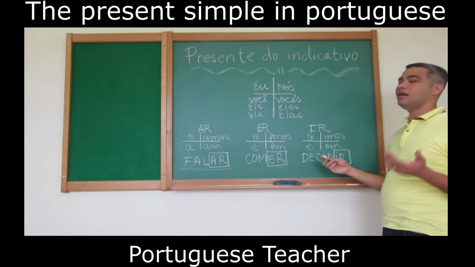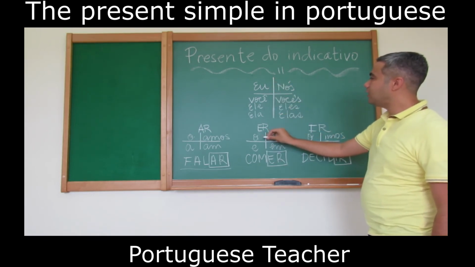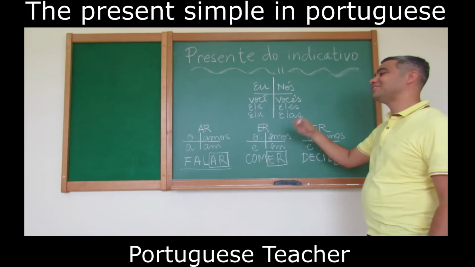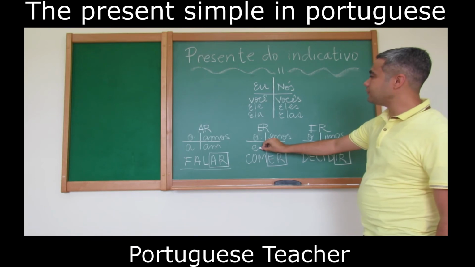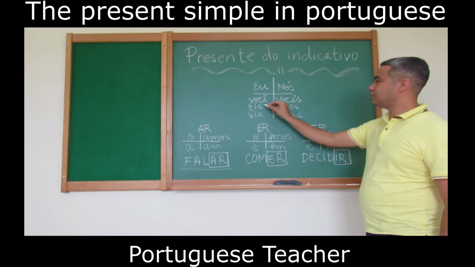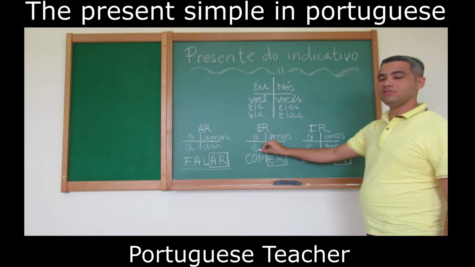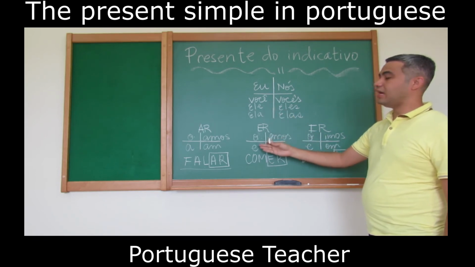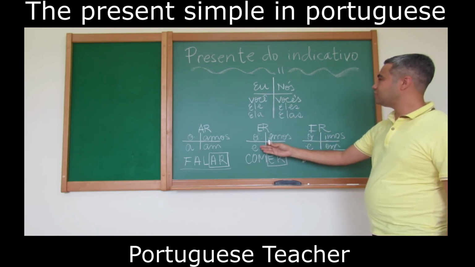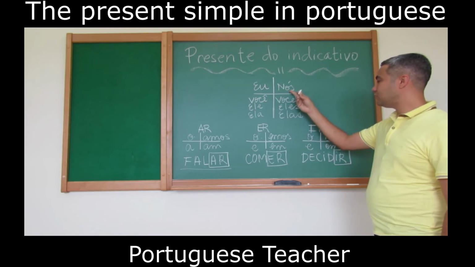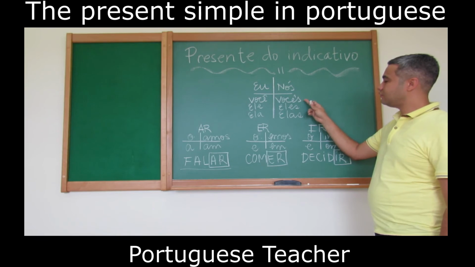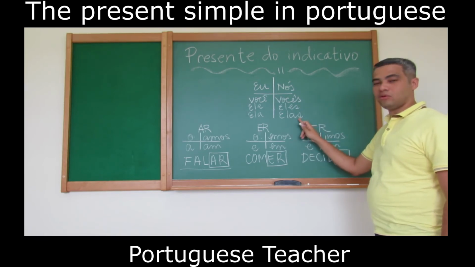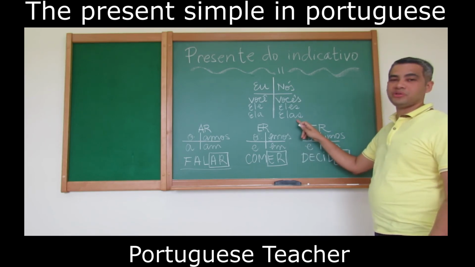So, the same thing occurs for the other verbs. How do I say I eat? Eu como. How do I say you eat? Você come. How do I say he eats? Ele come. How do you say she eats? Ela come. Right? We eat. Nós comemos. You, plural, eat. Vocês comem. They eat. Eles comem or elas comem in case of only girls.